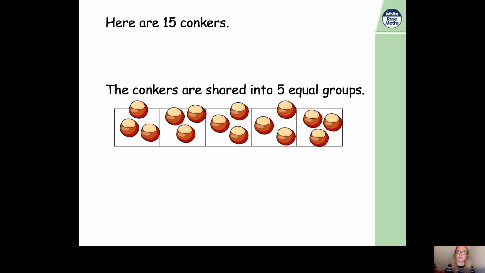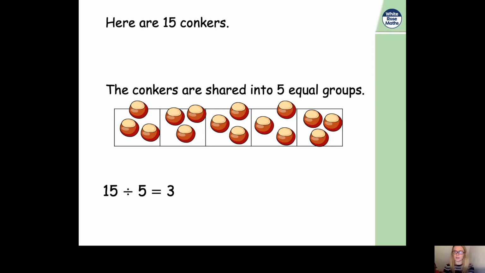And we can write this as a division number sentence. 15 divided by 5 equals 3, because we started with 15 conkers and we divided them, we shared them into the 5 groups, and we have 3 in each group, so it equals 3.